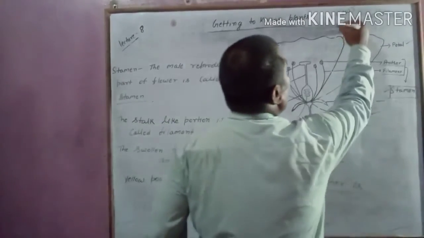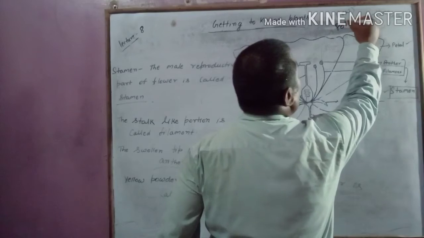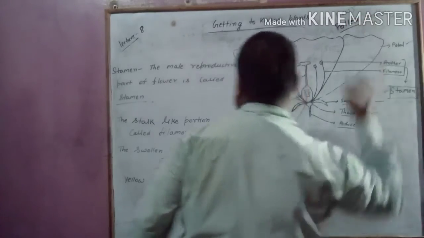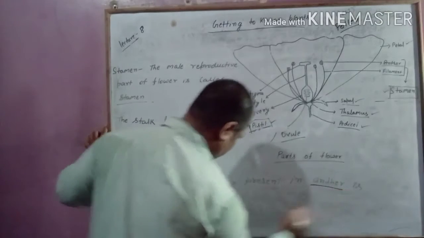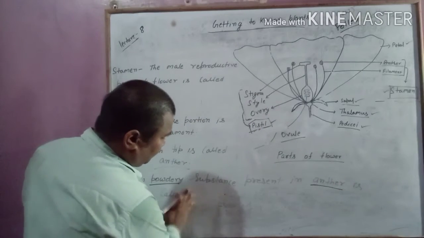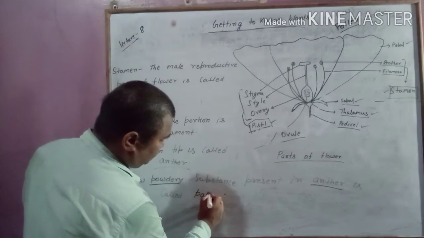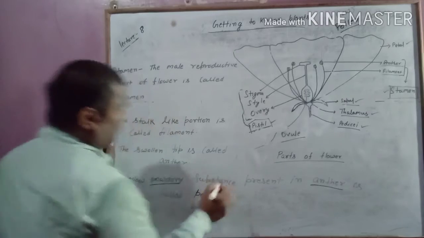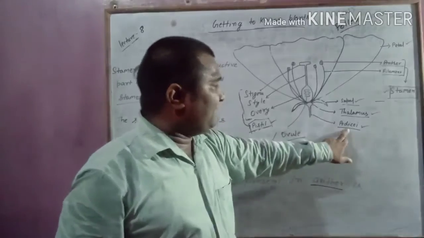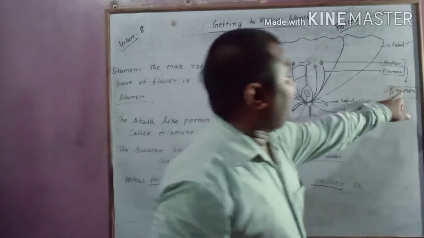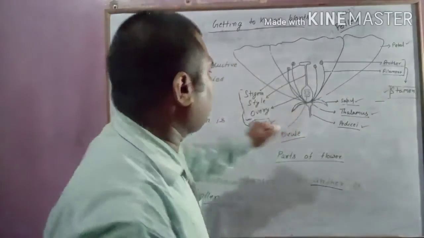Okay, so this is called pollen, and the yellow powdery substance present in anther is called pollen. So next, we have seen pedicel, thalamus, sepal, and the stamen part of the flower.